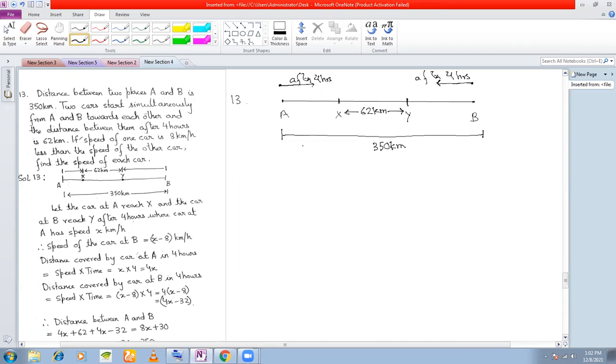That means suppose you are driving your car at the speed of x kilometers per hour, and your friend tells you that his speed is 8 kilometers less than yours. That means his speed is x minus 8 kilometers per hour. The question is to find the speed of each car, so you need to find x, and once you get x, you can find x minus 8. So I say, let the speed of the car at A be x.